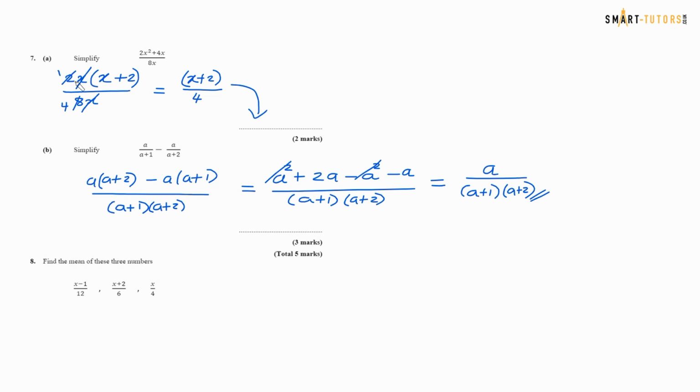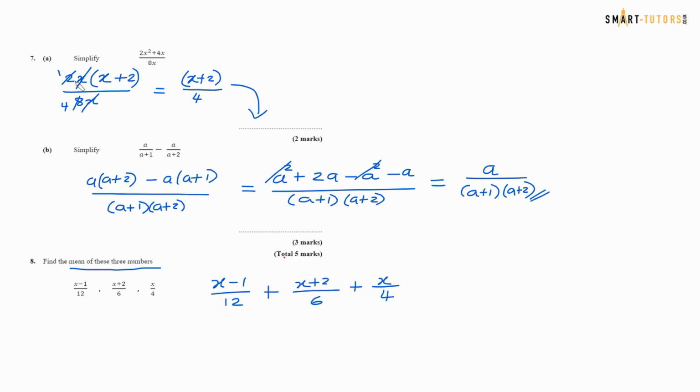Question number 8. Find the mean of these three numbers. Mean means you need to get an average. So you need to add them up and divide by 3. So basically x minus 1 over 12 plus x plus 2 over 6 plus x over 4. You need to add them up and the final answer I'm going to divide by 3.